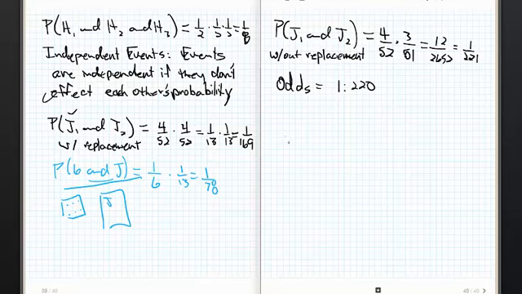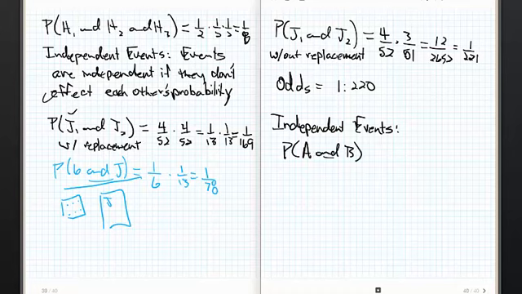Okay, so what we need is some good old-fashioned notation here, and I'm going to give that to you right now. So let's do this first. For independent events, the probability of A and B is equal to the probability of A times the probability of B. All right, just like we did before.